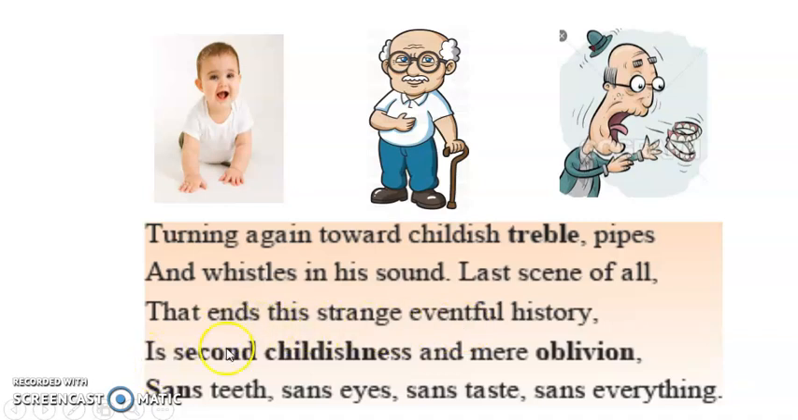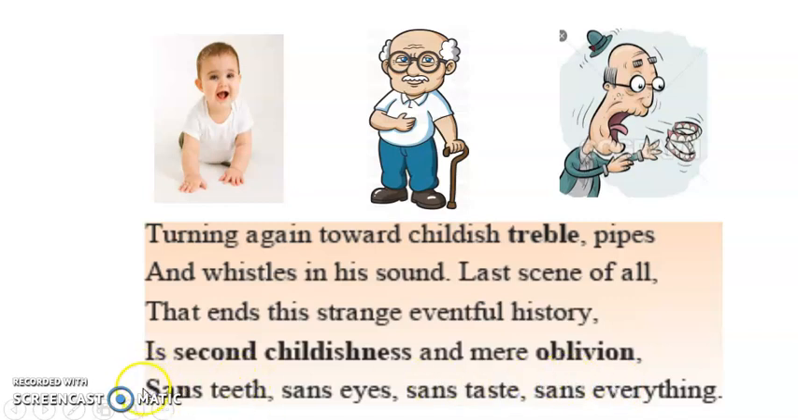And how is it? Is second childishness. You can see this age. This is the last age. He is old. He is very old. And second childishness. He becomes like a child. And mere oblivion. What does it mean? The state of being unaware or unconscious of surroundings and happenings. So he doesn't even know. If you look at your grandparents, sometimes they are in a world of their own, no? Sometimes children, isn't it? They don't know what's happening around them. That's mere oblivion. And then sans teeth, sans eyes, sans taste, sans everything.